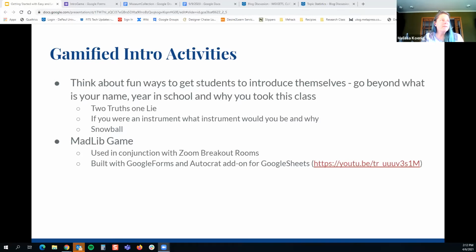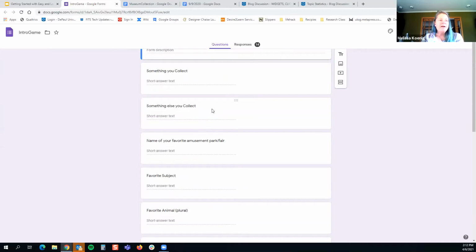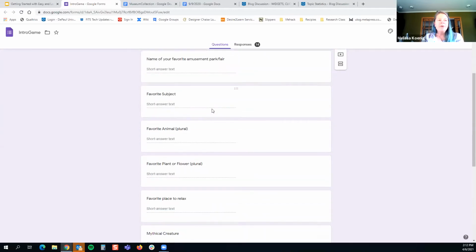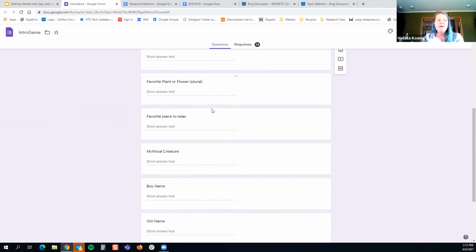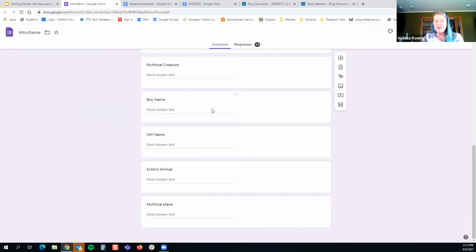I'm gonna see if this works. Hopefully this flips for me. So this was the form that they filled out. You're seeing a Mad Libs form now. And they just had to answer something you collect, something else you collect, the name of your favorite amusement park or fair, favorite subject, favorite animal plural, favorite plant or flower, place to relax, mythical creature, a boy name, a girl name, an extinct animal, and a mythical place.